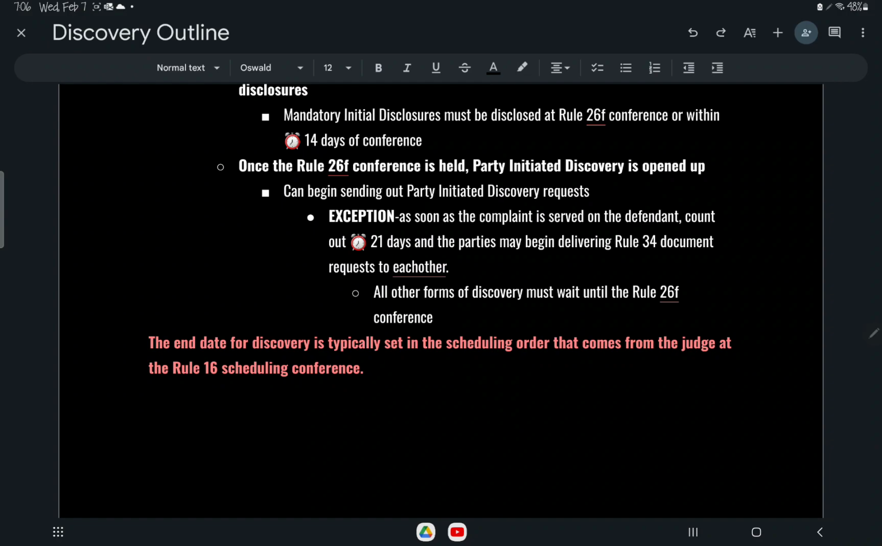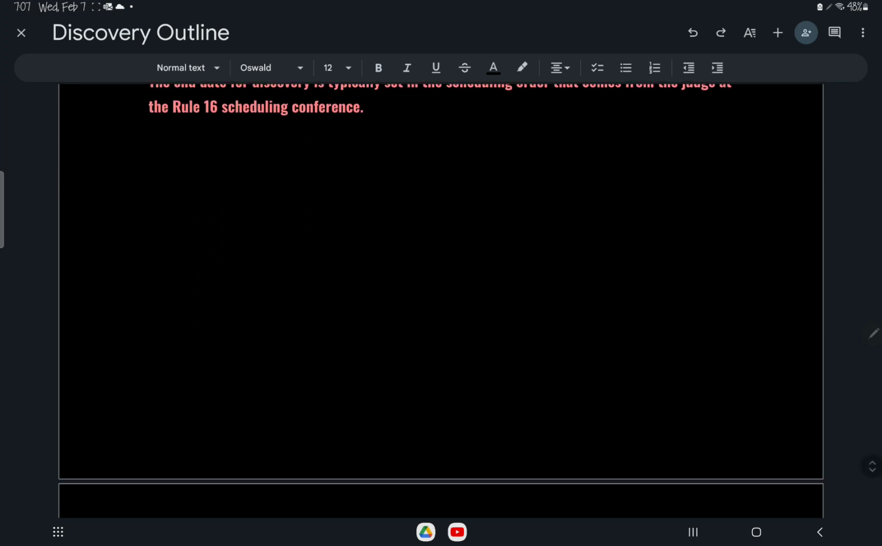Exception: as soon as the complaint is served on the defendant, count out 21 days and the parties may begin delivering Rule 34 document requests to each other. All other forms of discovery must wait until the Rule 26F conference. The end date for discovery is typically set in the scheduling order that comes from the judge at the Rule 16 scheduling conference.